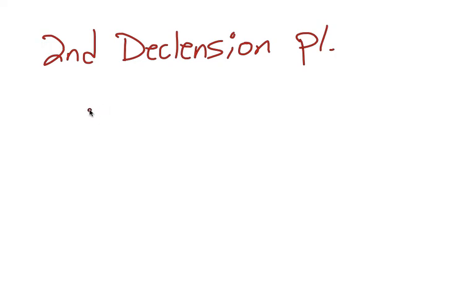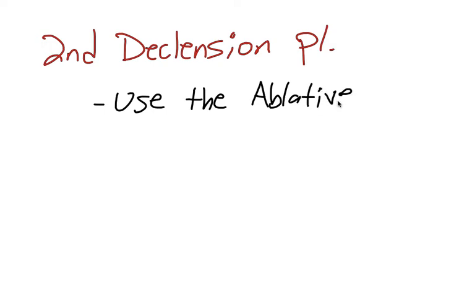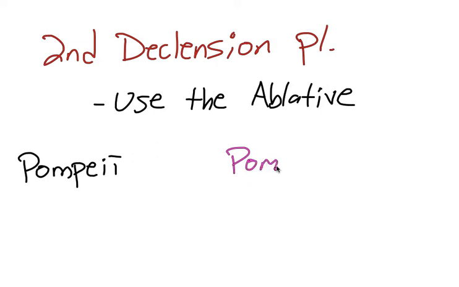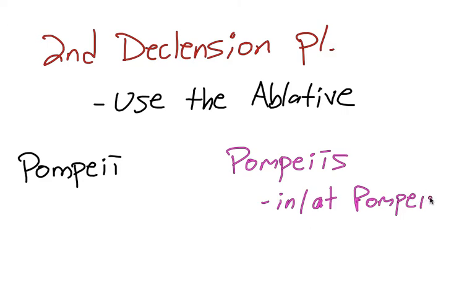Okay, plural second declension. Just like first declension, we are going to use the ablative for locative. So here's an example of a word that is a second declension plural city. Pompeii, famously destroyed by Mount Vesuvius in AD 79. So if I wanted to say at Pompeii, I would put Pompeii into the ablative. So Pompeis would be in or at Pompeii.